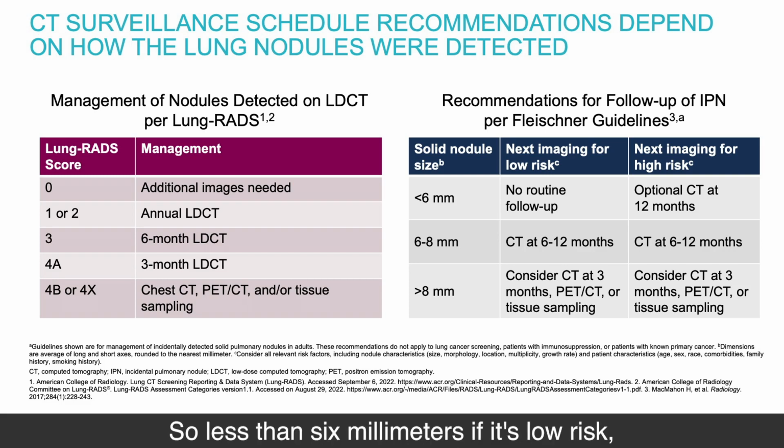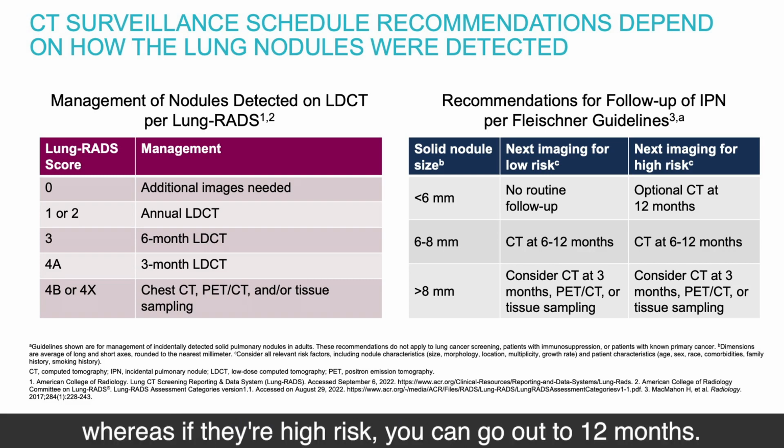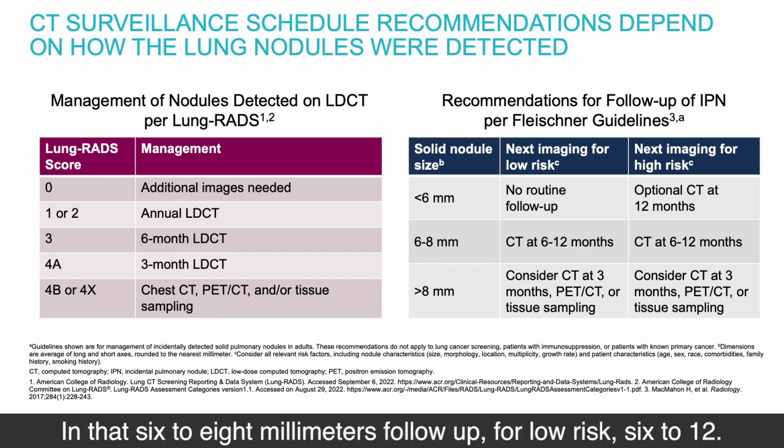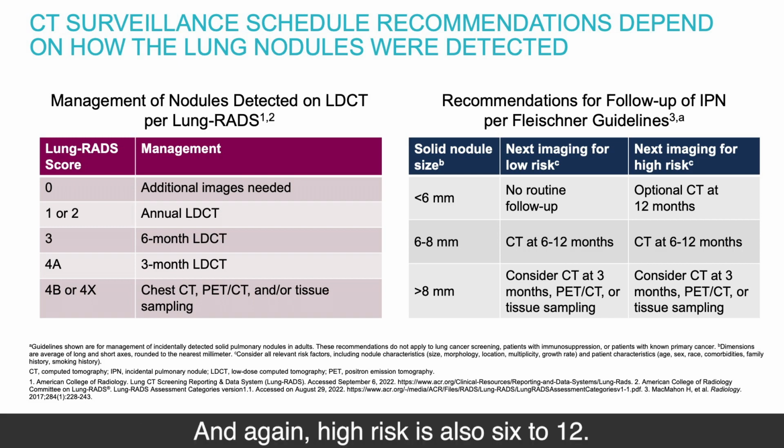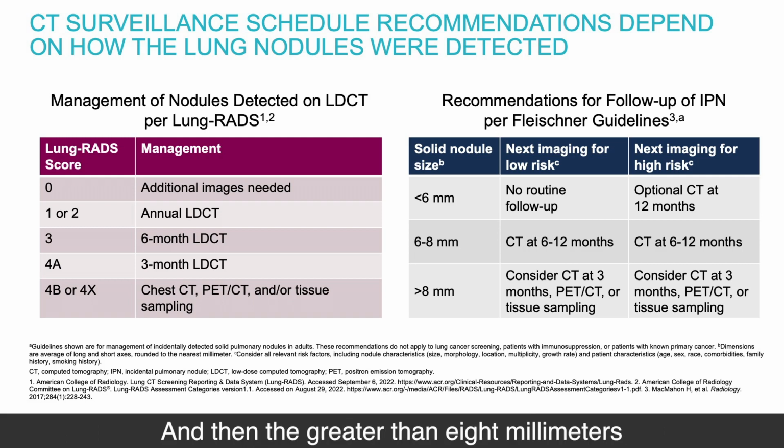So less than 6 millimeters, if it's low risk, no follow-up even necessary, whereas if they're high risk, you can go out to 12 months. In that 6 to 8 millimeters, follow-up for low risk is 6 to 12. And again, high risk is also 6 to 12. And then the greater than 8 millimeters is where you're going into other modalities. You're thinking about a closer follow-up, not letting the cancer start doubling. So a 3-month CT follow-up.